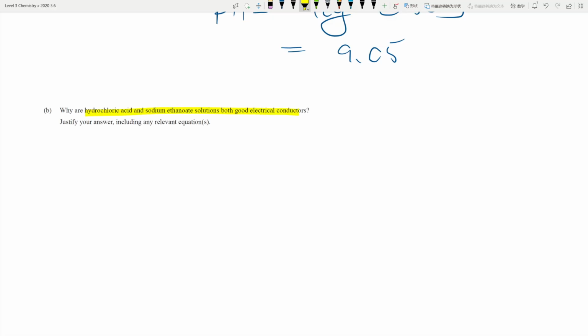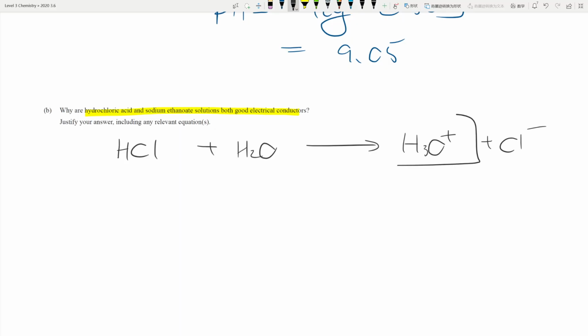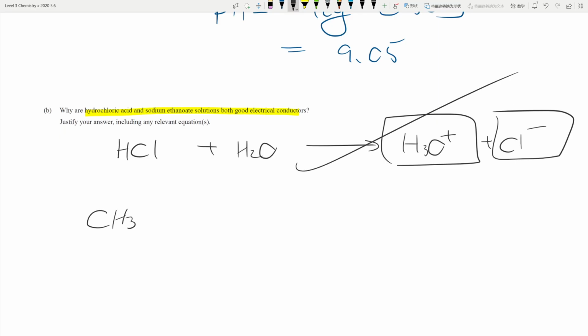Next one, why are hydrochloric acid and sodium ethanoate both good electrical conductors? That's NCEA level 2. What is that question doing here? So HCl, I'm just going to write it here. HCl is a strong acid, so that means it completely dissociates. You have lots of free moving ions sitting here.